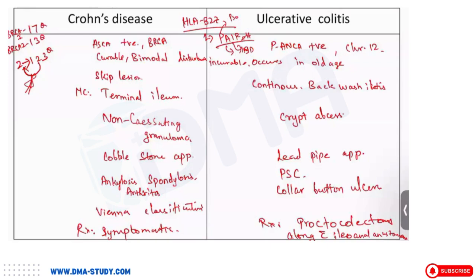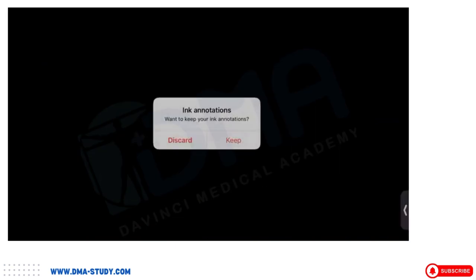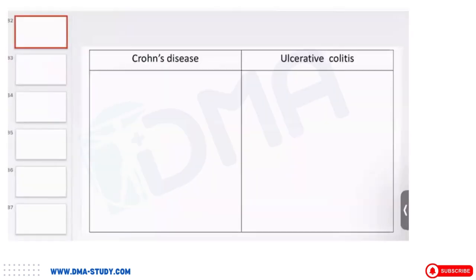Okay, Crohn's and ulcerative, is it clear? Is Crohn's and ulcerative clear? Okay. Yes, sir. So, okay. Sure.